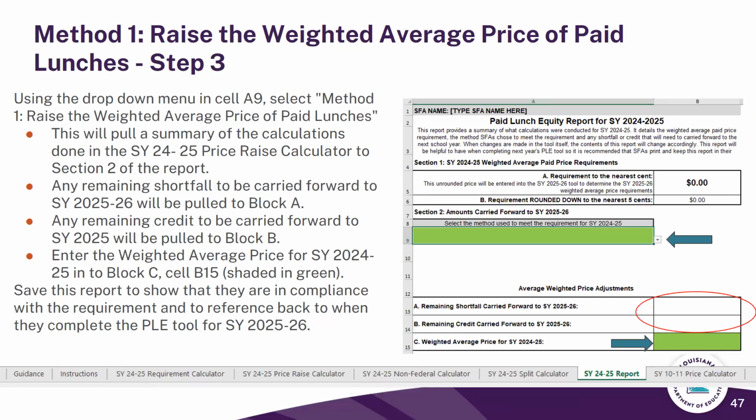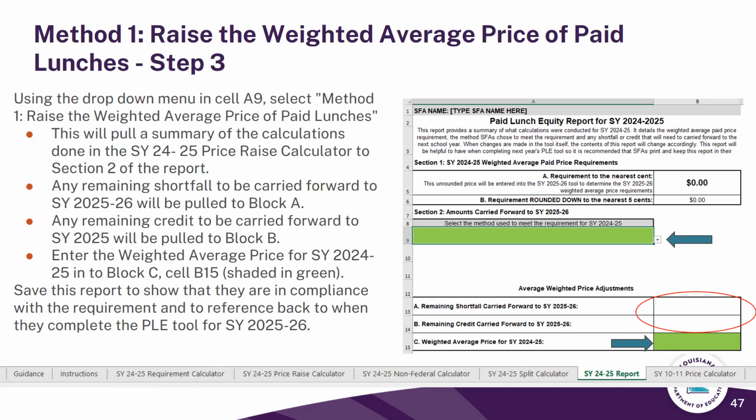Method 1, Step 3 in school year 24-25 report, tab 7. Use the drop-down menu in cell A9, select Method 1, raise the weighted average price of paid lunches. This will pull a summary of the calculations done in school year 24-25. Price raise calculated pulls to section 2 of the report.